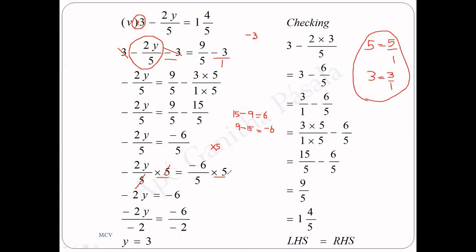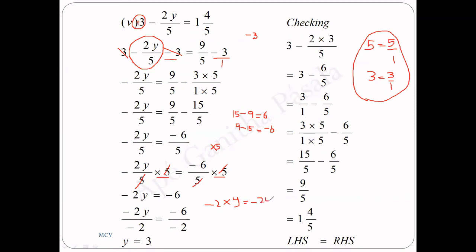here also you can cancel out the denominator 5 with the numerator 5. So minus 6 remains on the right hand side. Minus 2y equals minus 6. Now you can divide both sides by minus 2. Minus 2 multiplied by y is minus 2y.